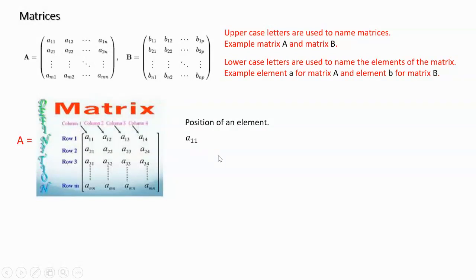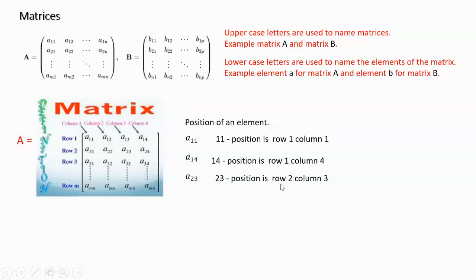This is called the position of an element. Okay, let me show you what I mean. A11, the 11 stands for position. Position is row 1, column 1. A14, the 14 stands for the position, row 1, column 4. Okay, now, so A23, the 23 stands for position, row 2, column 3.